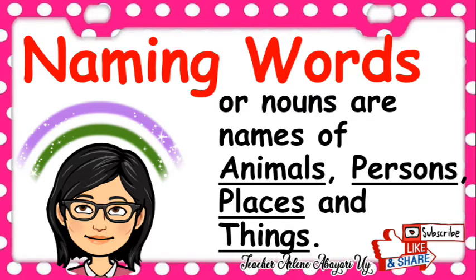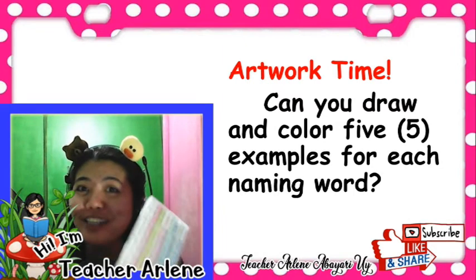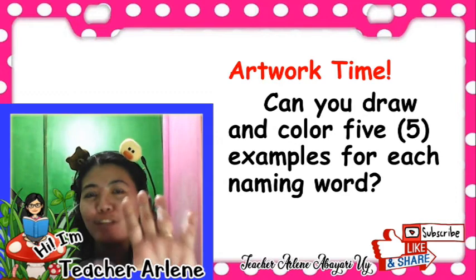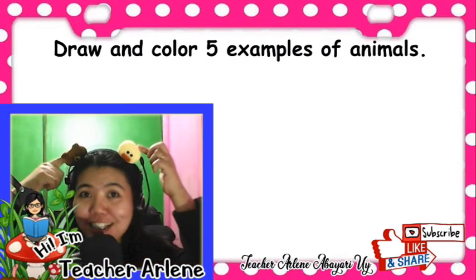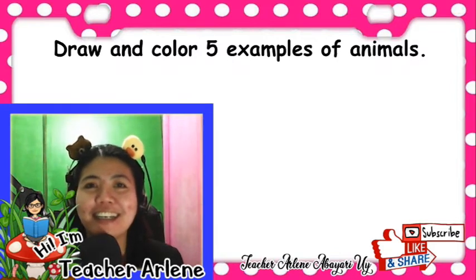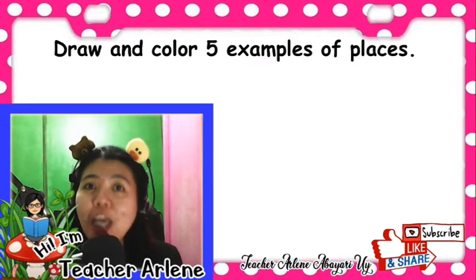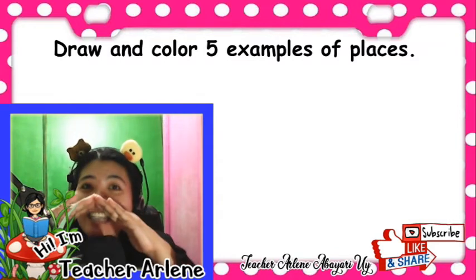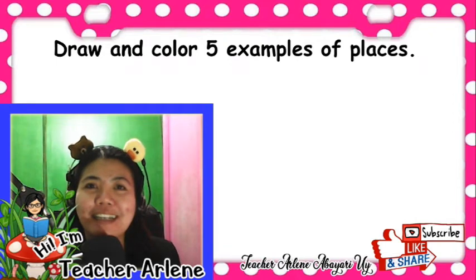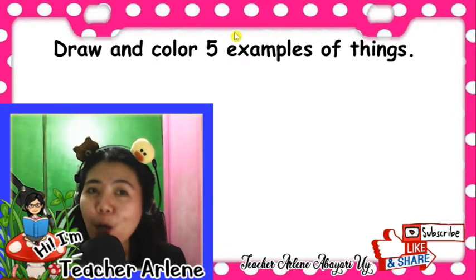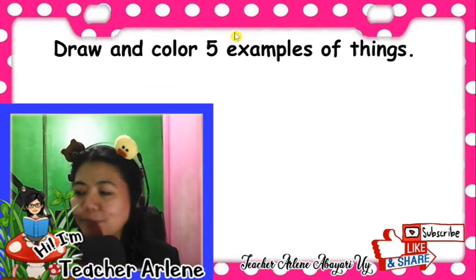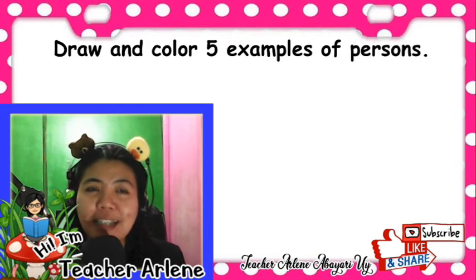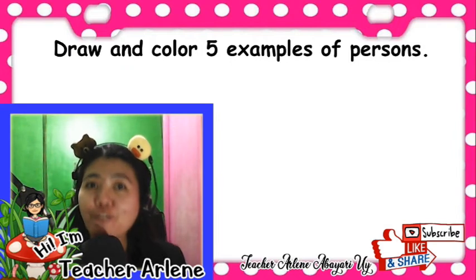Always remember that naming words or nouns are names of animals, persons, places, and things. It's artwork time, kids! Can you draw and color 5 examples for each naming word? Okay, draw and color 5 examples of animals. Next, draw and color 5 examples of places. Next, draw and color 5 examples of things. Next, draw and color 5 examples of persons.